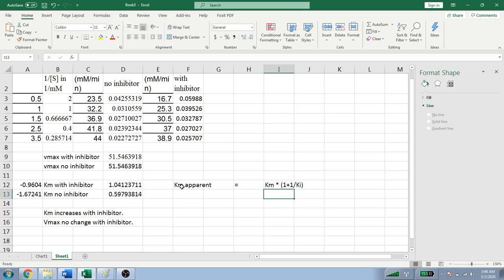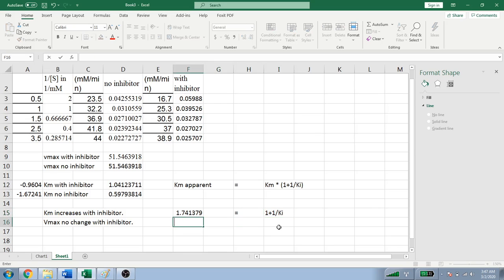Right? So let's solve for 1 plus 1 over the Ki. So that means the Km apparent was this. Right? So that was the Km apparent, and it equals Km, which is this number, times 1 plus 1 over Ki. So if I double click on this number divided by Km, so Km apparent divided by the Km will be equal to 1 plus 1 over the Ki.